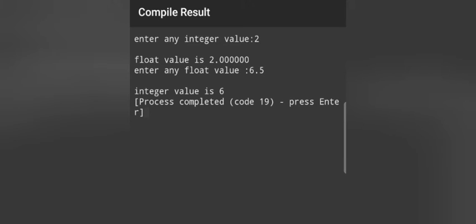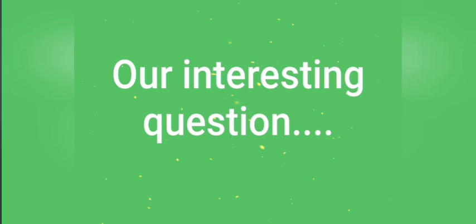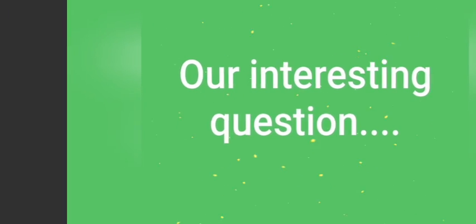Let us say we have entered the integer value as 2. The float value is 2.0. Now we have entered the float value as 6.5. So the integer value is rounded off to 6. Now let us look at our interesting question.